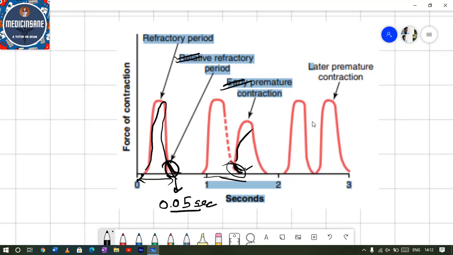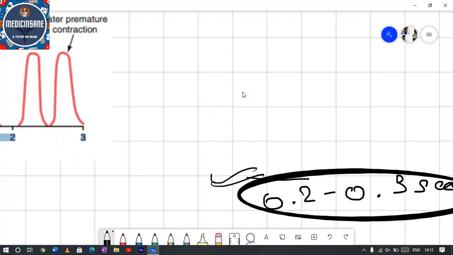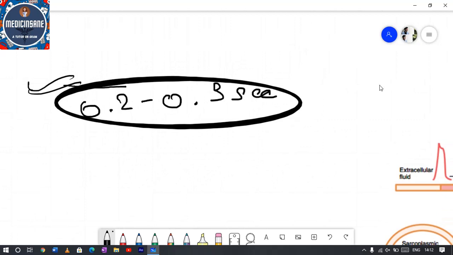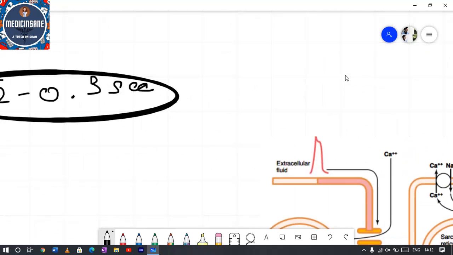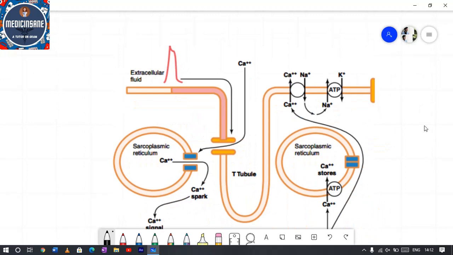let's focus on something which is excitation contraction coupling. Okay, let me set the picture for you and then we can start. So here you go. This is the excitation contraction coupling I was talking about.